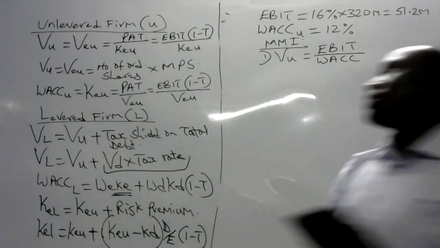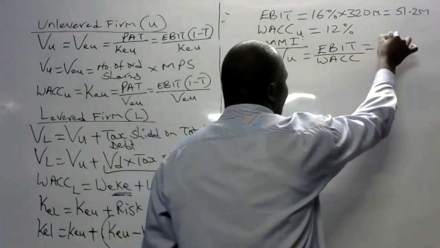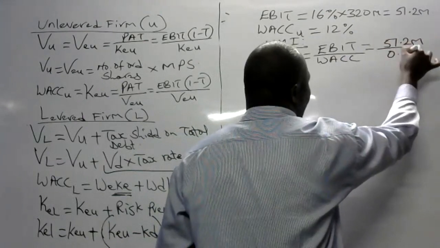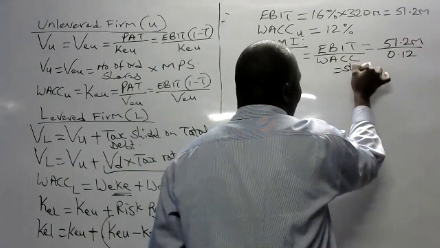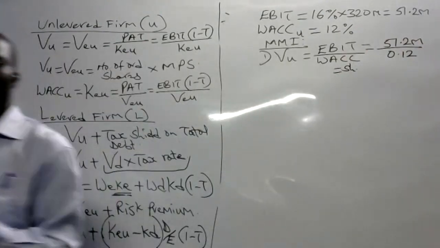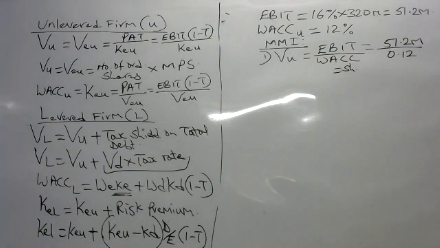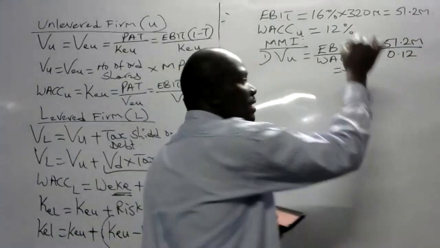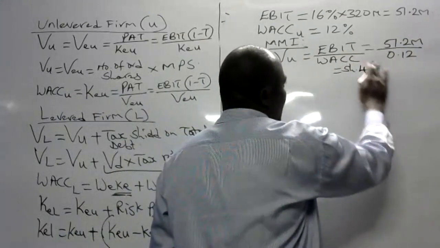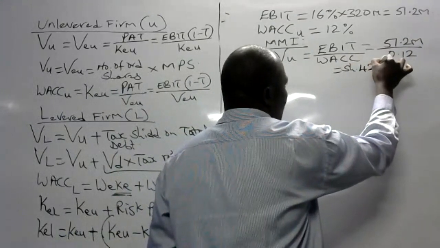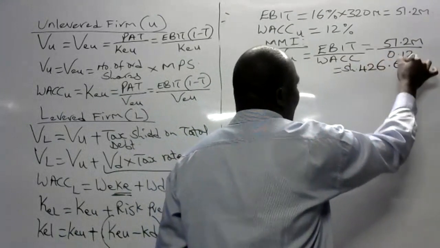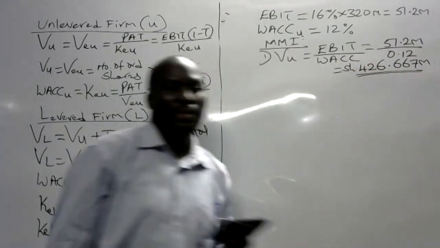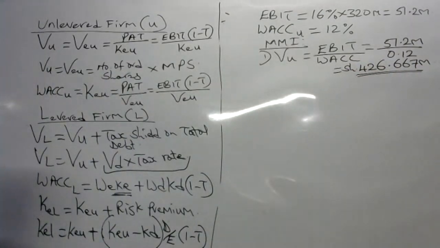Clear. So do we have the EBIT? 51.2. And the WACC is 12%, so 0.12. What is the value of the unlevered firm? How much? 426. 426, but we are going to get some more: 0.667. So 426.667, and we get our 2 marks.